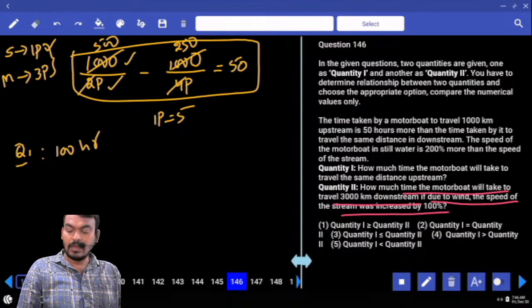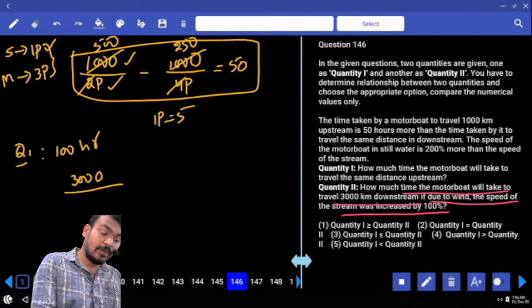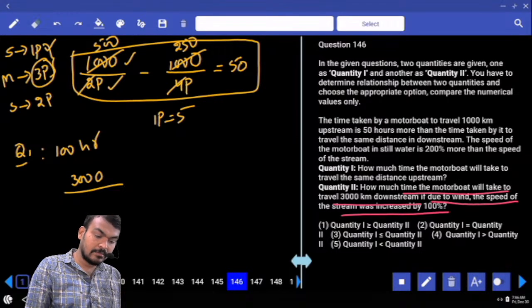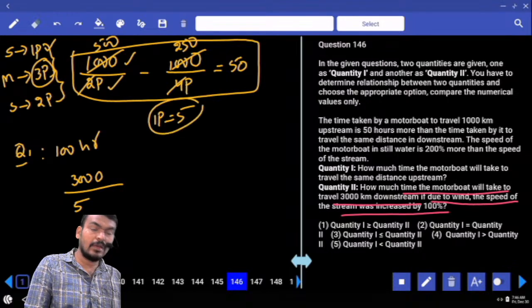2 parts. Downstream speed means M plus S or M minus S? M plus S. What is the distance downstream? 300 kilometers. What is the M value? 3 parts. S new value is how many parts? 2 parts. What is the sum of the parts? M plus S, 5 parts. What is the 1 part value?